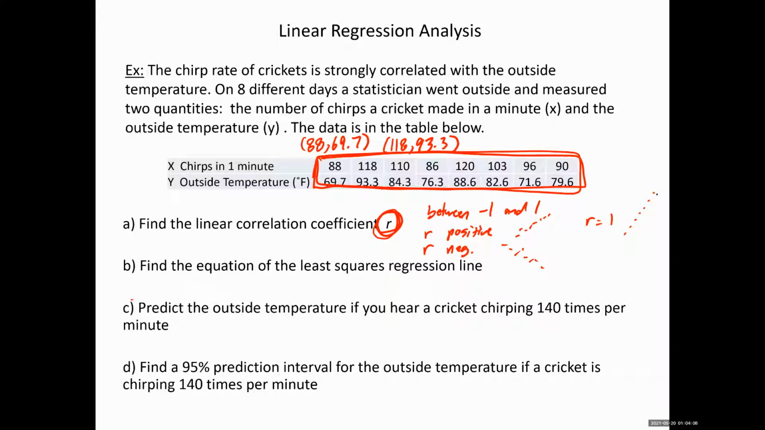But if R is a little bit less than 1, like 0.9 or 0.8, then it'll look like this. It'll look close to a line, but there's going to be some scatter. Some dots are going to be off. So if it's close to 1 but not 1, we expect this. If it's exactly 1, we expect something like that.